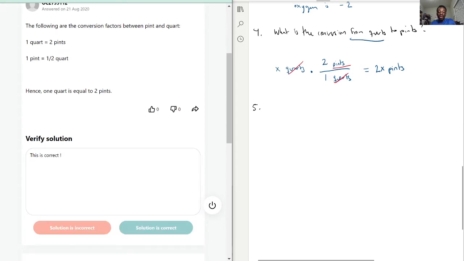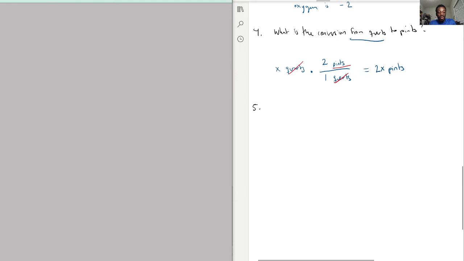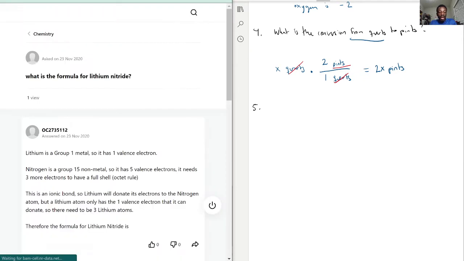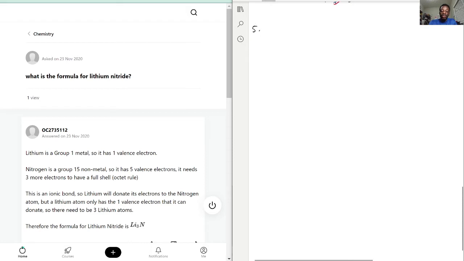And now let's go on to the next question. For the next question we have, what is a formula for lithium nitride?